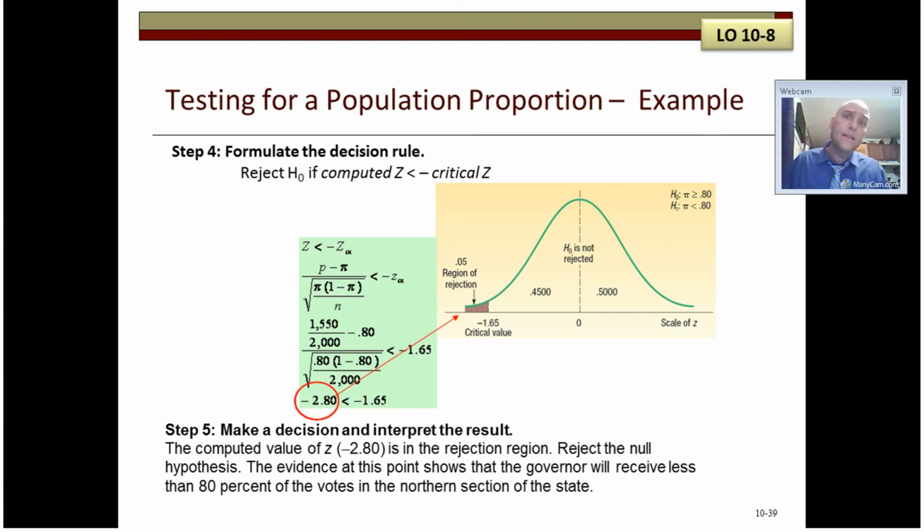Because our z of negative 2.8 is in the region of rejection, we reject the null and we accept the notion that the true population proportion of people who are going to vote for the incumbent governor is in fact less than 80%. With less than 80% of the vote in northern Florida, the incumbent governor should be worried that he or she will not be reelected.